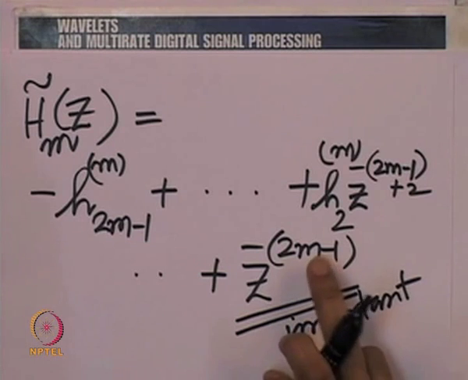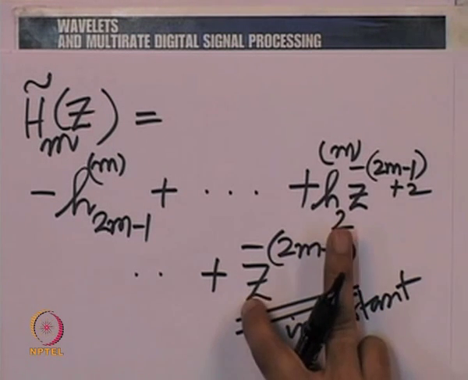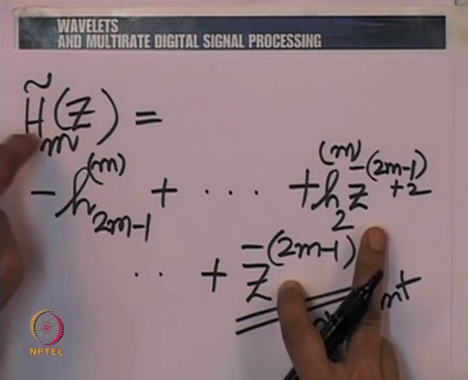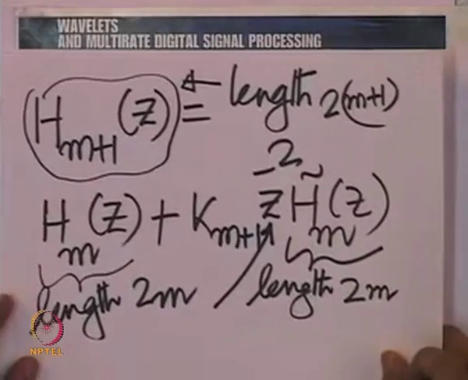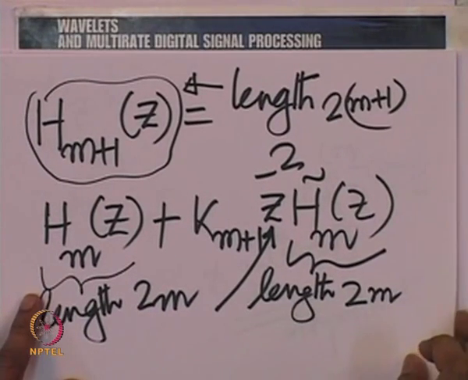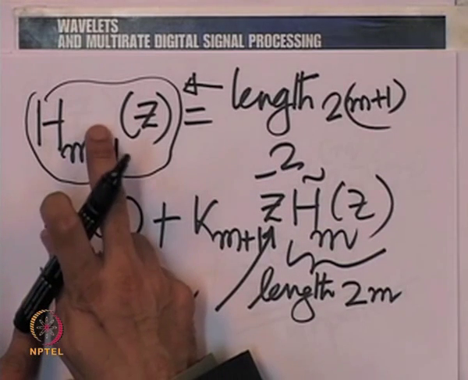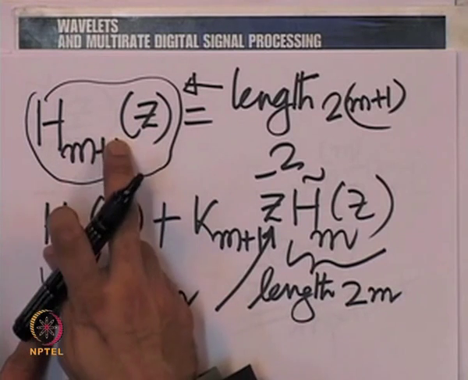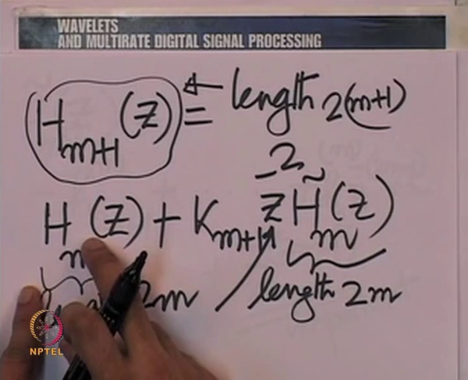And now, making this observation, the coefficient of the highest, and of course odd, negative power of z in h m tilde is 1. And we carry that here. So, the coefficient of the highest power of z inverse in h m plus 1 is only going to come from here. It cannot come from here.